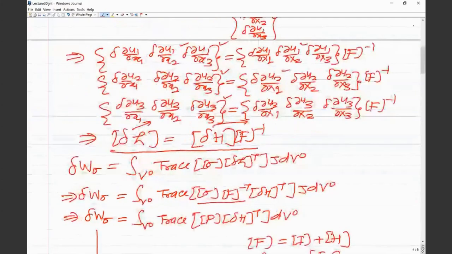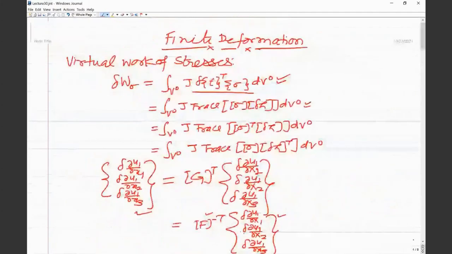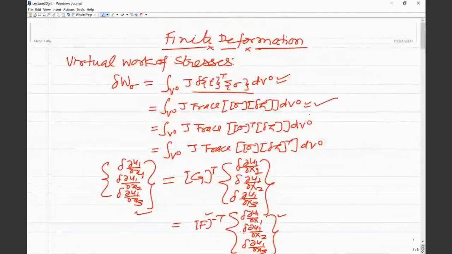What I wrote over here, that when we are writing the virtual work, you can write either in this form, or you take the transpose of the first and into second, or the first into the transpose of the second. Any of these three forms will give you the same result.